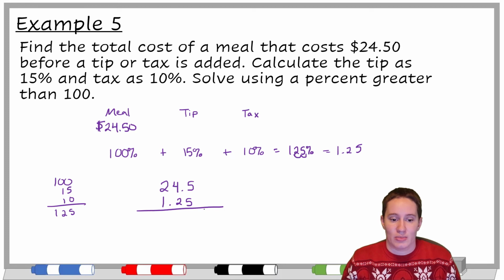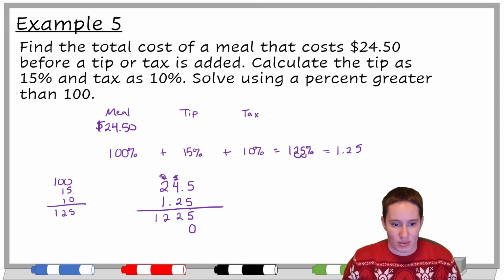So 5 times 5 is 25. Carry the 2. 5 times 4 is 20, plus 2 is 22. 5 times 2 is 10, plus 2 is 12. And then I'm going to mark these out so I don't accidentally use them again. I'm going to put a 0 here as a placeholder. 2 times 5 is 10. 2 times 4 is 8, plus 1 is 9. 2 times 2 is 4. Now we've got 2 placeholders. Then I'm going to mark this out.